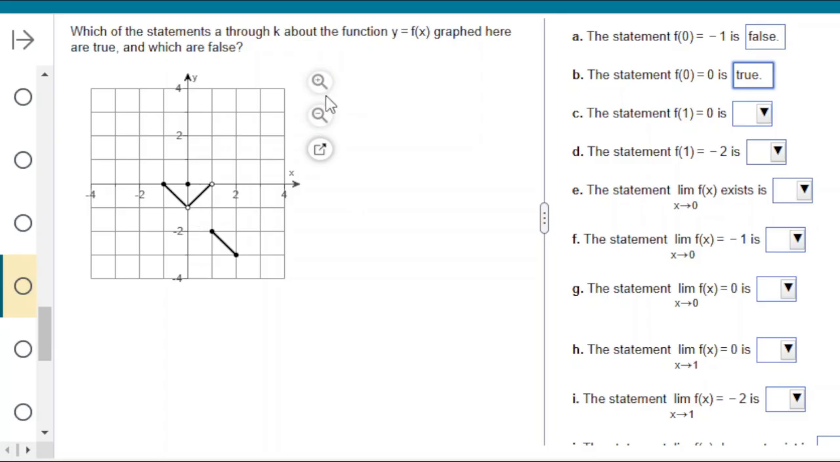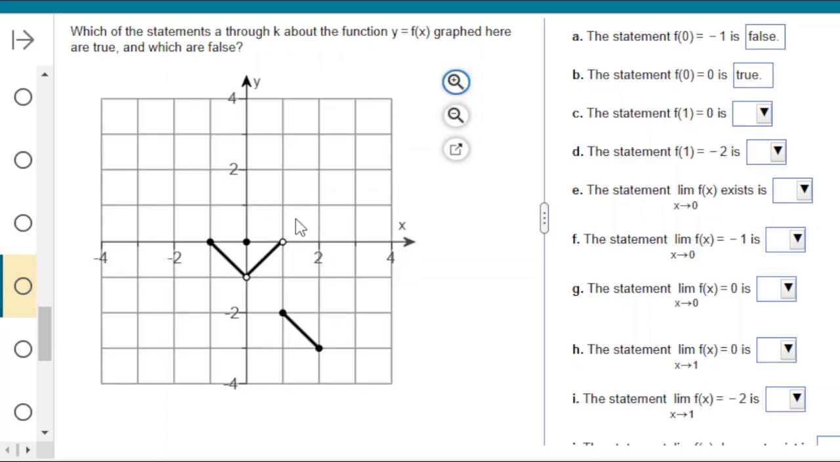Okay, so we're asking what's happening at 0. Let me make this a little bigger here. What's happening at 0? Well, what about at 1? Notice f of 1 equals 0. Well, is f of 1 0? No. If this were a filled in circle right here, f of 1 would be 0. But notice f of 1 is down here at -2. So f of 1 equals 0, that's false. But f of 1 equals -2, that's true. Okay, now what about the limits?